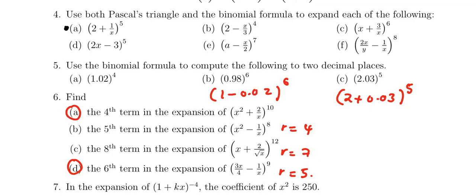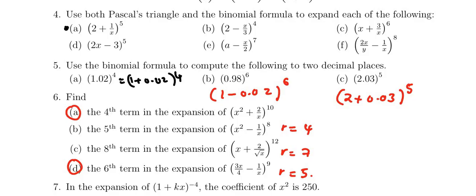Question number 5, the powers are positive. That's one thing you can notice. And if the powers are positive, we always use the Pascal's triangle to expand something. So the only thing we need is to write the expression in the form of 1 plus something or 1 minus something. So like this first thing here, there's already a 1, so that's going to be 1 plus 0.02 to the power 4.